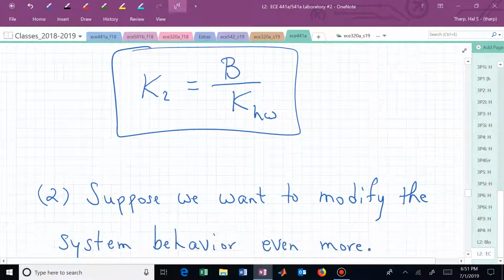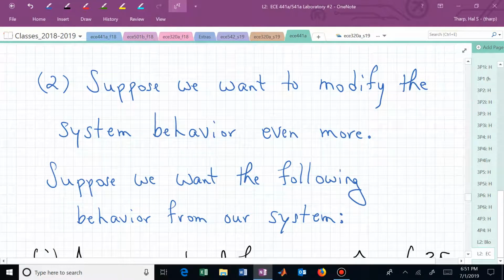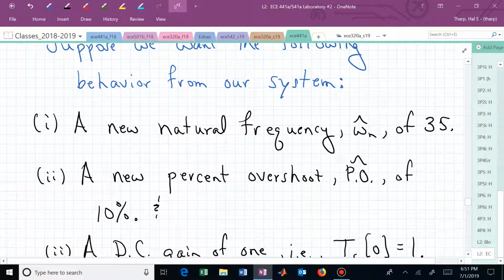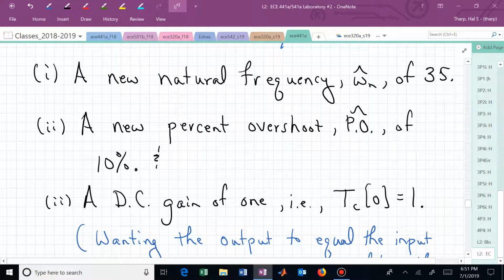Suppose we want to modify the system behavior a little bit more. By that I mean we want more than just changing the damping. Suppose we want to have the following performance properties of our new system. Suppose we want a new natural frequency, omega sub n hat, of 35 radians per second. Remember, that's now a distance from the origin to the pole of 35 in the complex S-plane. We want a new percent overshoot, and that now means, oh, we're changing the angle that that pole makes with the real axis.